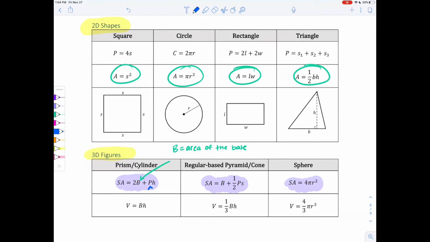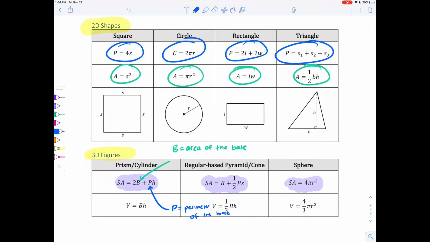That capital P stands for perimeter of my base. P equals perimeter of the base. And again, those perimeters of the bases, you'll use those 2D shape perimeters or circumference to be able to figure out the value for that capital P. And again, it'll be different based on the prism or cylinder that we have in play. H just refers to the height, so nothing too crazy there.